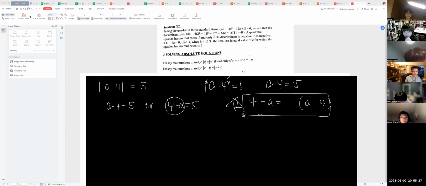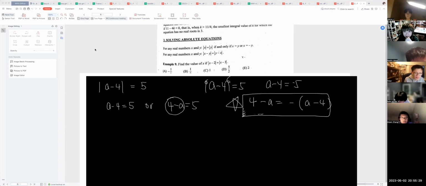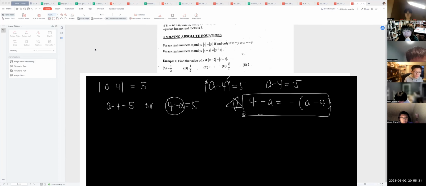So now let's move forward and take a look at the question. This question is pretty easy. Find the value of x if the absolute value of x minus 2 equals the absolute value of x minus 3. Very easy.